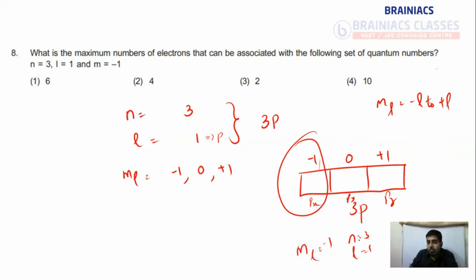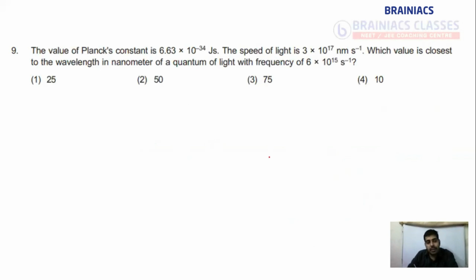3p. N value 3, p, L is equal to 1 and ml minus 1. This orbital. Now, the maximum number of electrons placed in this orbital is 2 electrons. According to Pauli's exclusion principle, an orbital can accommodate a maximum of 2 electrons. So the number of electrons present for n is equal to 3, l is equal to 1, ml is equal to minus 1 is 2. So we can place a maximum of 2 electrons. I think it's clear. Moving on to next question, question number 9.